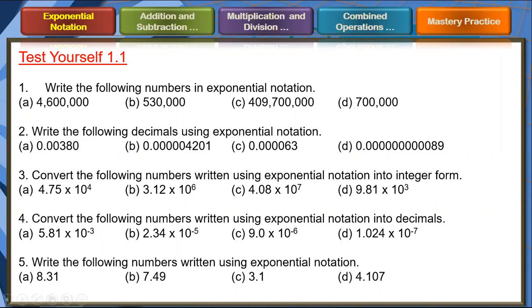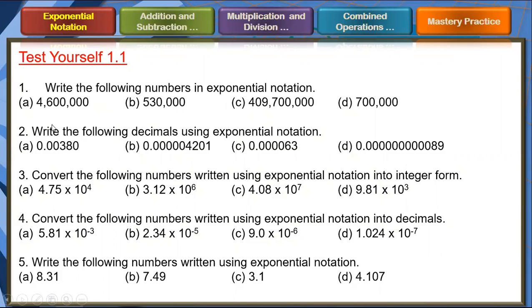The first one, we have 4,600,000. For B, we have 530,000. For C, we have 409,700,000. And D, we have 700,000. Just remember, what we are trying to find here is the standard format or the exponential notation of this number. So remember, this is always times 10 raised to something.